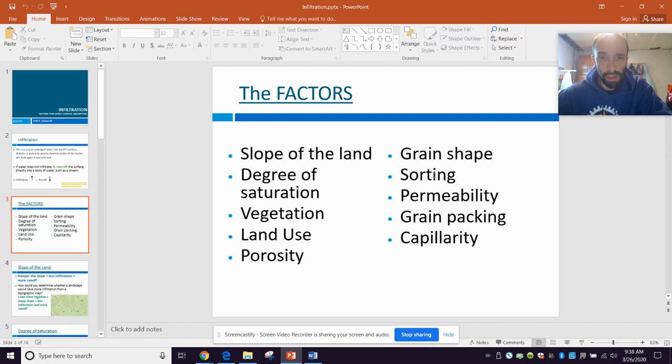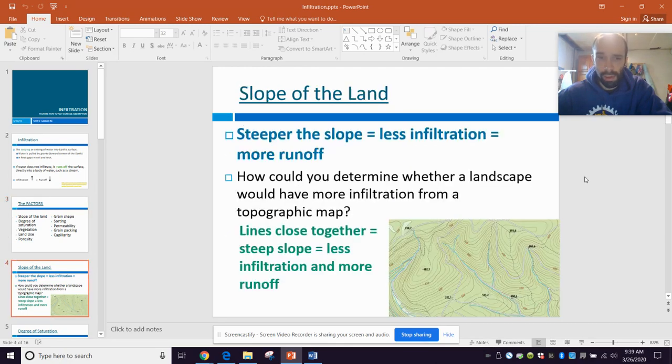I want to just take a look at slope of the land and degree of saturation, and then we'll end there and talk about some other stuff later. Okay, so this I hope makes sense, and I'll show you guys this outside.